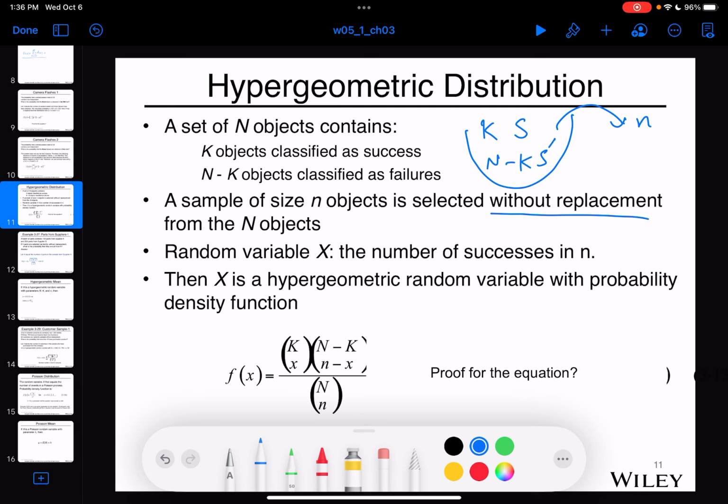So this is the probability, right? The probability of having, actually, X is the number of successes. So among this n, we want x of them to be from class S, and n minus x of them from class S prime, right? And the probability of that is basically this equation.